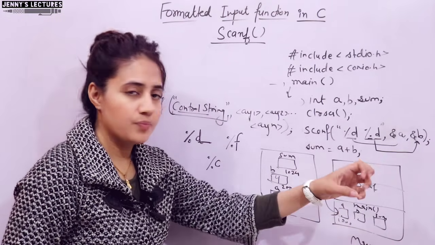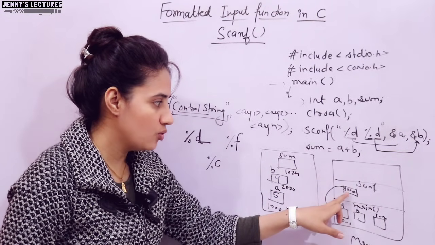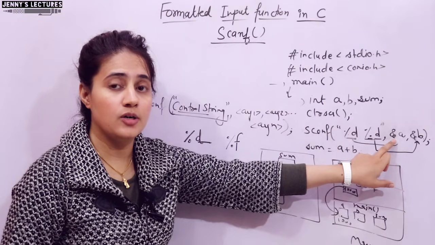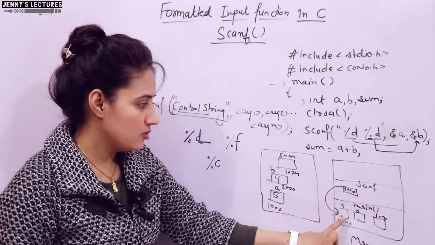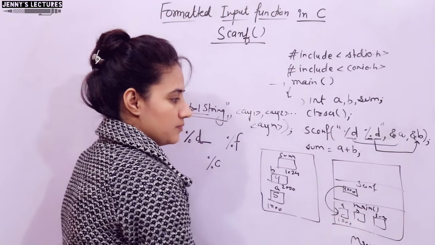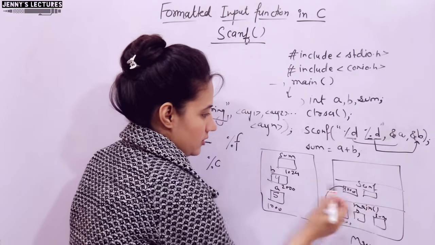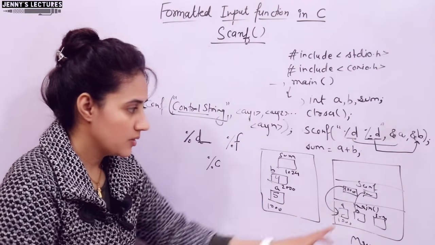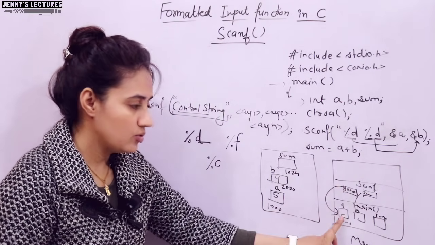So whatever value you get from the user would be stored at this address. This is the meaning of this address-of operator. It will return the address of A. The address of A is 1000 here. So ultimately the value would be stored here. The address of B means 2000, so the value would be stored here. So this is a pointer, pointing to this one.